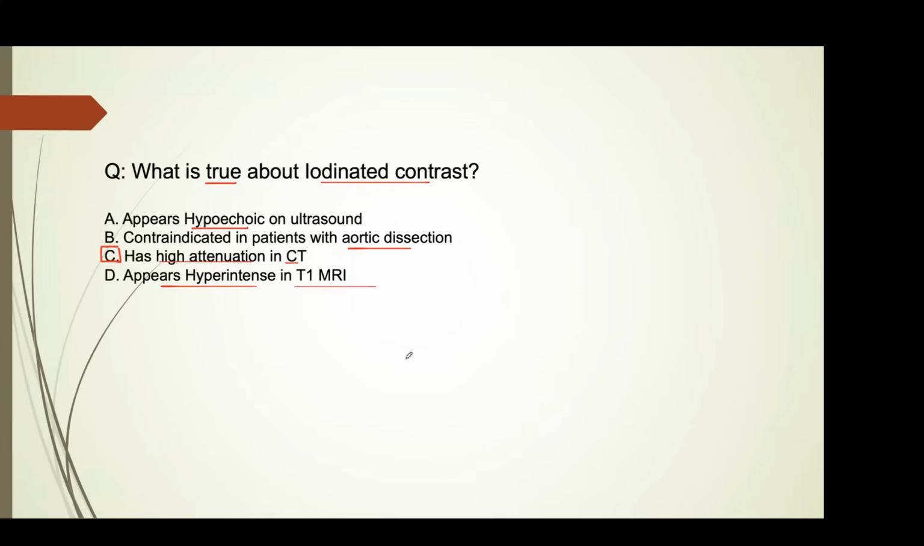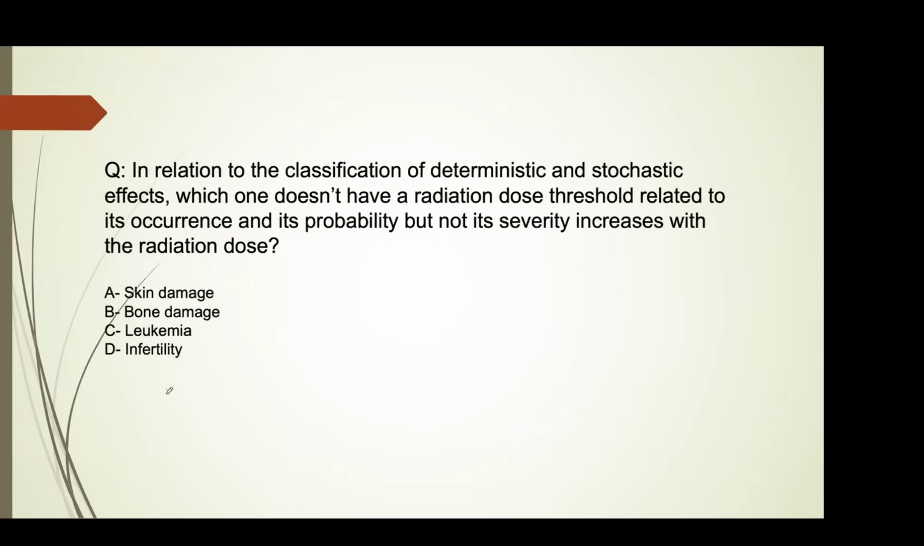So again, the reason iodine has a high attenuation on CT is because it's a very dense material. So when you inject it into the patient's blood vessels, it's going to appear very brightly as it travels through. And that's why we would like to use it for stuff like aortic dissection. Okay, next question. A bit of a long one.